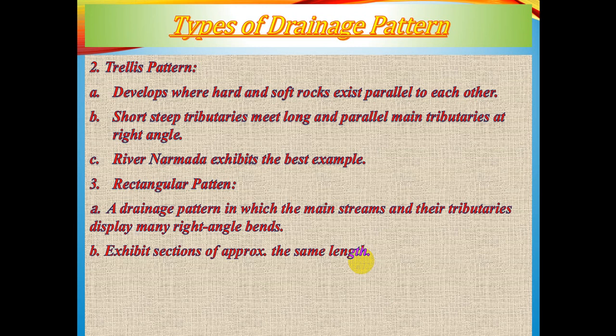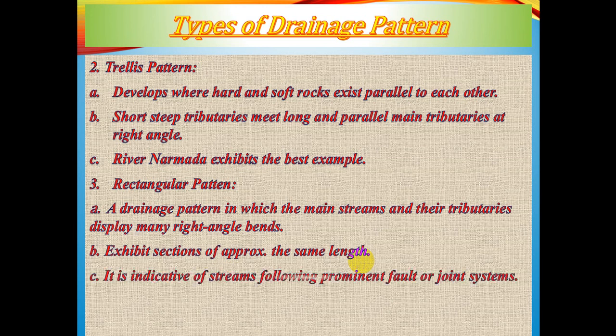Right angle means obviously whether it is on the right hand side of the mainstream or the left hand side of the mainstream, they exhibit the same length as if they meet the mainstream equally at an approximate same length. Next, it is indicative of the stream showing prominent faults or joints. Near the plateaus, the joints are there, the cracks are there, the faults are there. So where there is a fault, where there are jointed structures of the rock, over there this type of pattern is very much common.